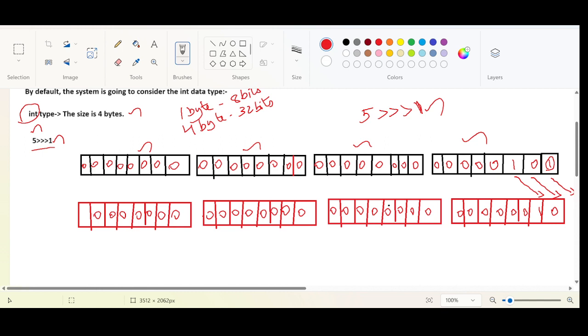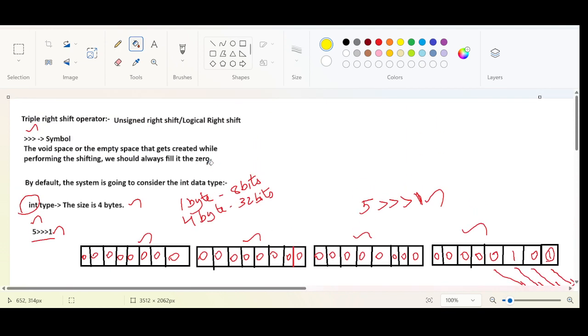After doing all this, don't you think one empty space will be created here? This is the empty space that is getting created. Whenever an empty space is created, we call that empty space a void. Fill that void with what? 0. That is what I mentioned here. Fill that empty space with the value 0.